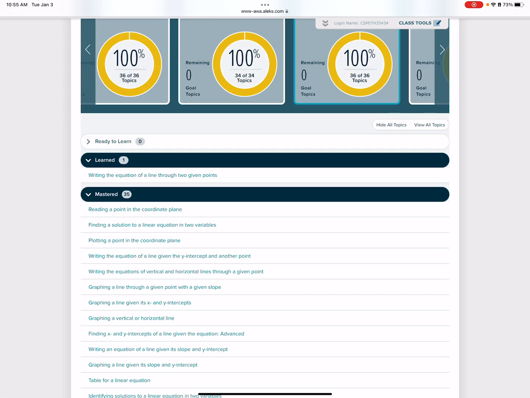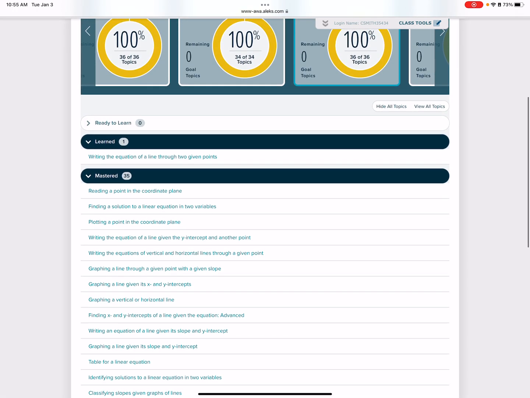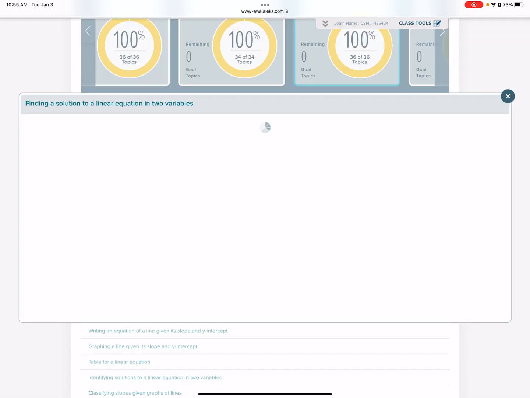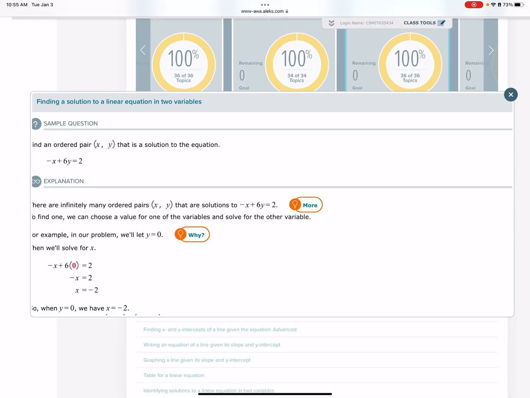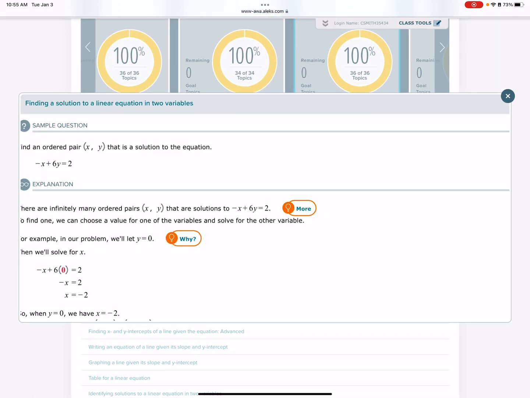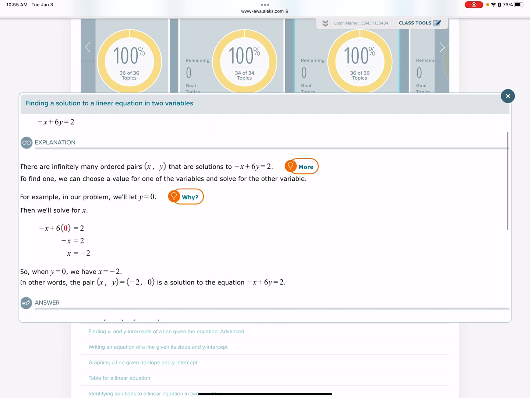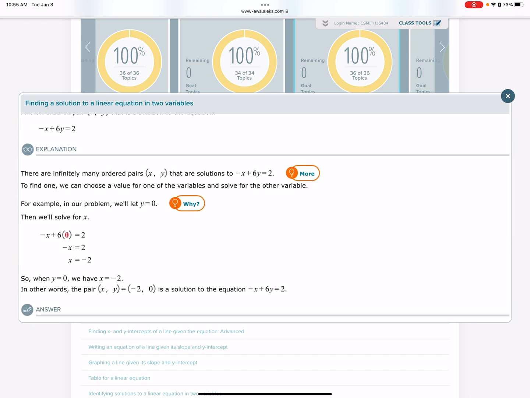Okay, next one, finding a solution to a linear equation in 2 variables. It says find an ordered pair x, y that's the solution to each equation. On this particular one, it's not looking for one particular solution. It's looking for anything. So you can literally put in any number for x or for y and then solve out for y. In this example, they say 0 is the easiest number to put in. Let's put in 0 so it'll just make it really simple.